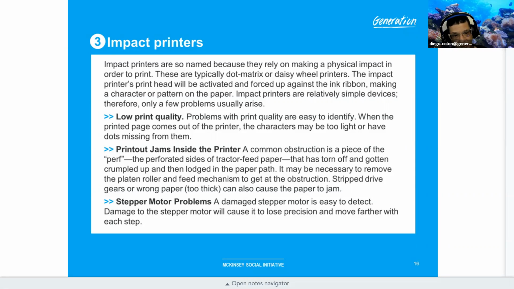As for your step motor itself, a damaged step motor is very easy to detect. A damaged step motor will cause it to lose precision and move farther and farther in each step. The alignment of the letters or the spacing is not correct.